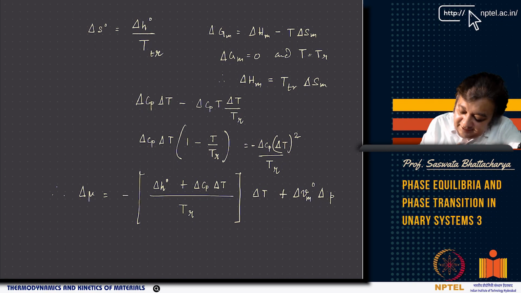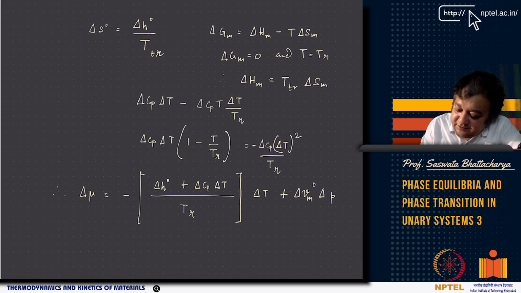So this is what I have done, and if I take that, I can simplify further. If I simplify further, I already have a delta T here, and here again TTR minus T is minus delta T, because T minus TTR is delta T. So TTR minus T is minus delta T.